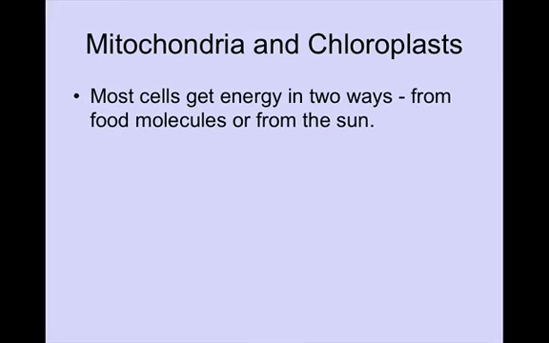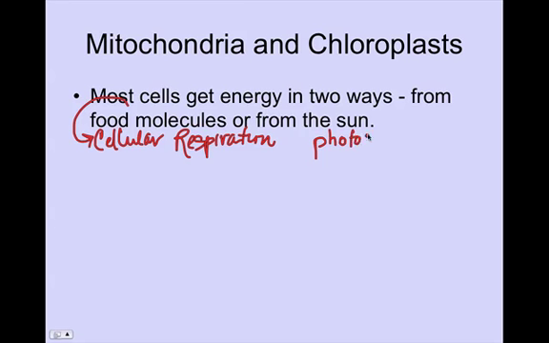Most cells get their energy in two ways, either from food molecules or from the sun. If they get their energy from food molecules, that process is called cellular respiration. So that's for food. And if they get it from the sun, that's called photosynthesis. Okay?